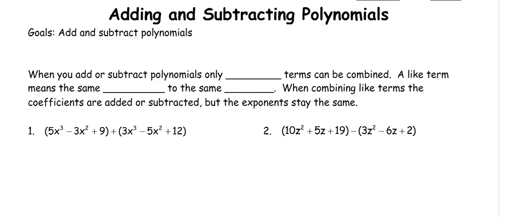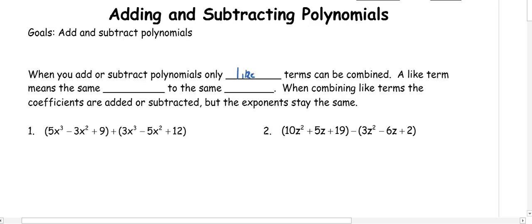This video is about adding and subtracting polynomials. So we have done this before back in Unit 1, but now we're going to add more variables with higher exponents. So remember that when you are adding or subtracting polynomials that we only want to combine like terms.